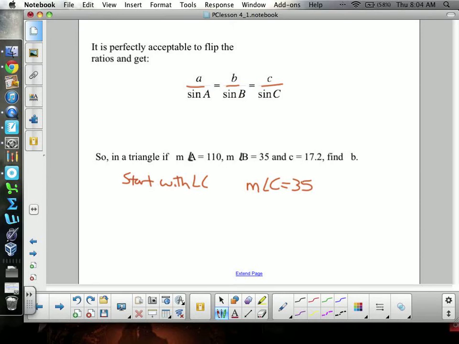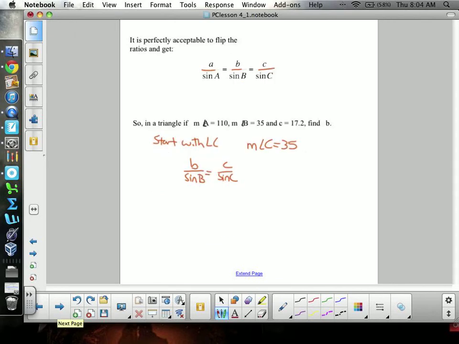All right, so it says find side B, so B over sine B equals, I could do A over sine A or C over sine C. I have side C and angle C, so I'll do C over sine C. When I put numbers in there, B over sine 35 equals C, 17.2, over sine 35. Oh gosh, what's B going to be? Obviously, 17.2.